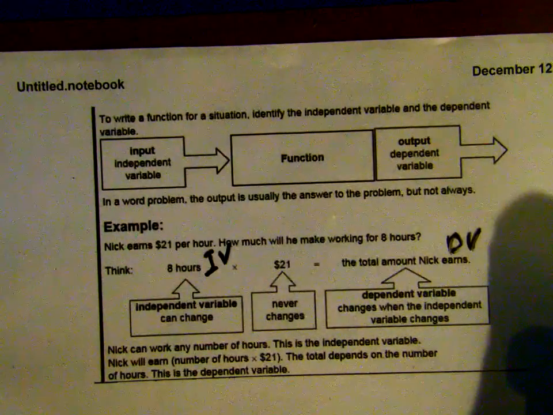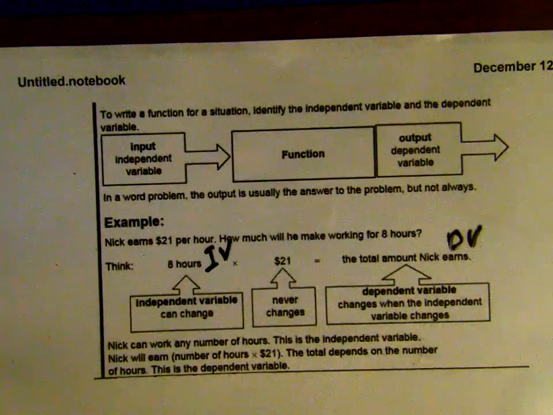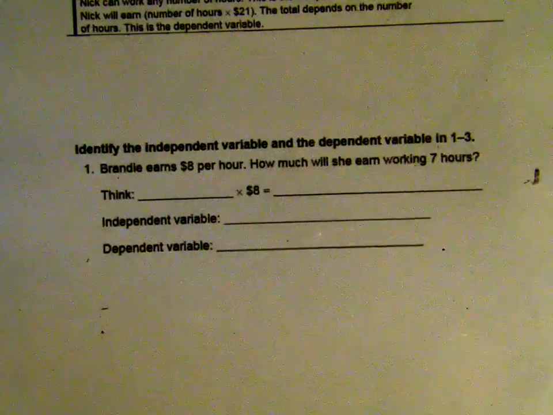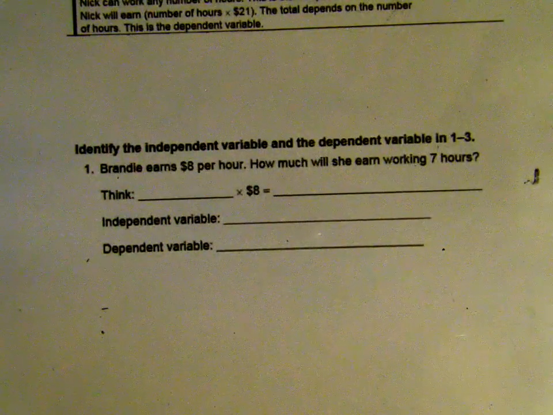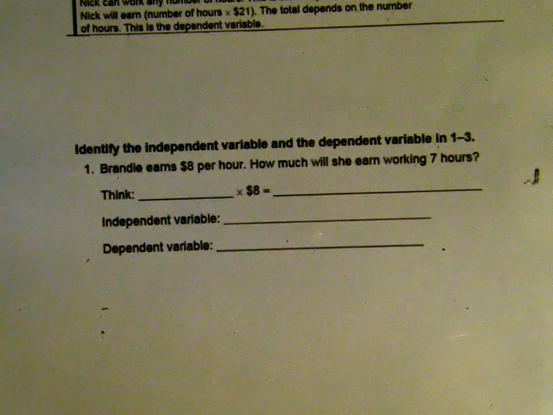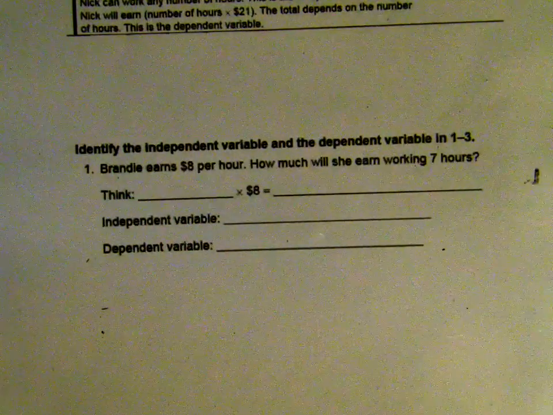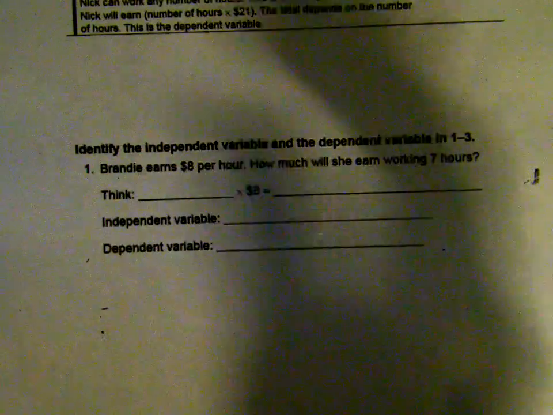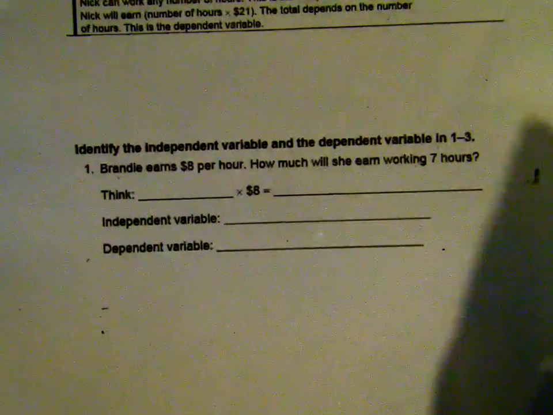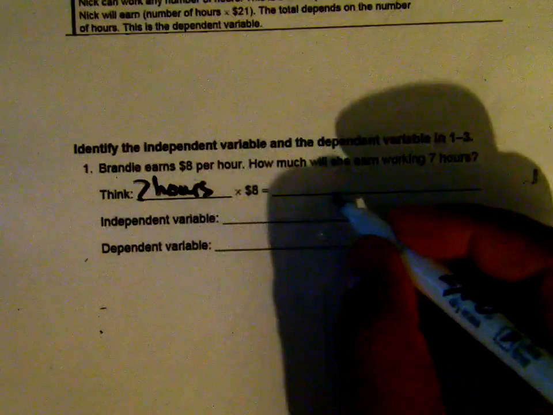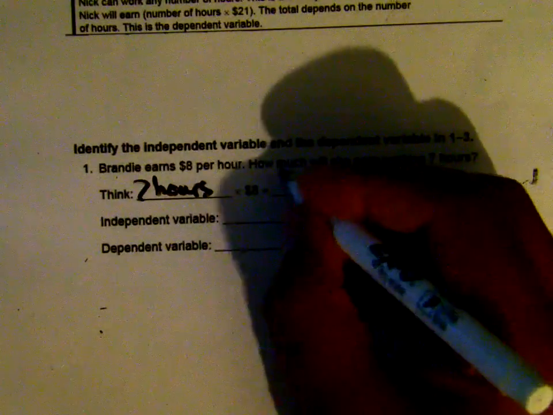Okay, let's take a look at an example. It says here, identify the independent variables and the dependent variables. Brandy earns $8 per hour. How much will she earn after working 7 hours? The hours worked is the thing that happens first. So if she works 7 hours, you're going to multiply it times 8, and that's going to tell her total amount earned.